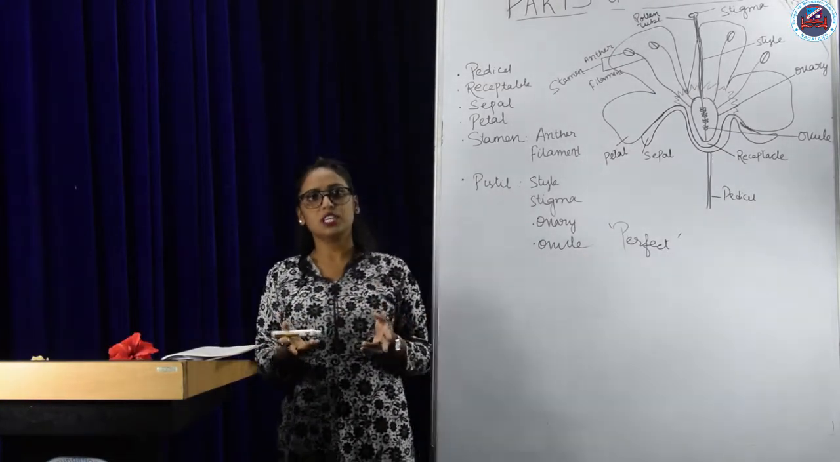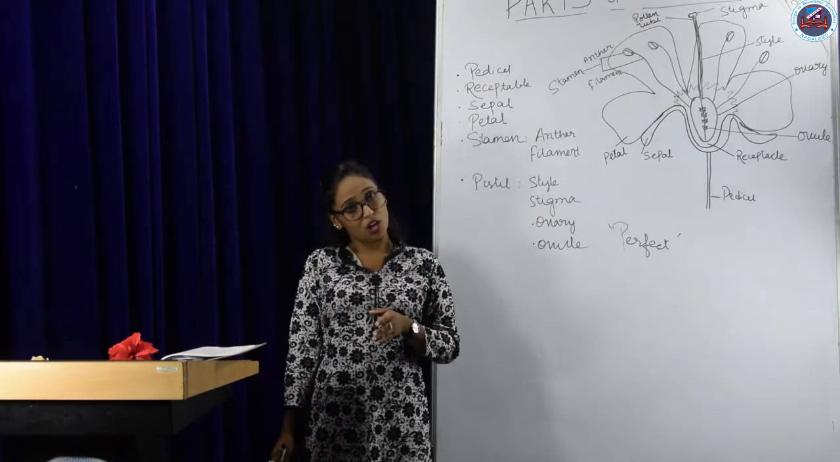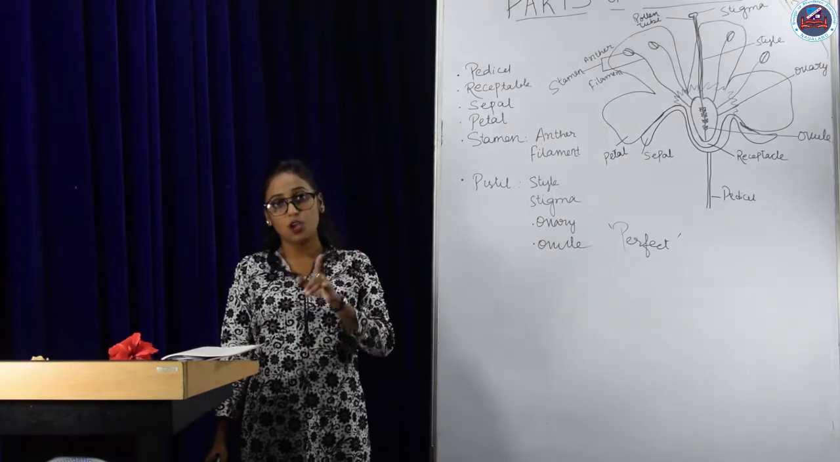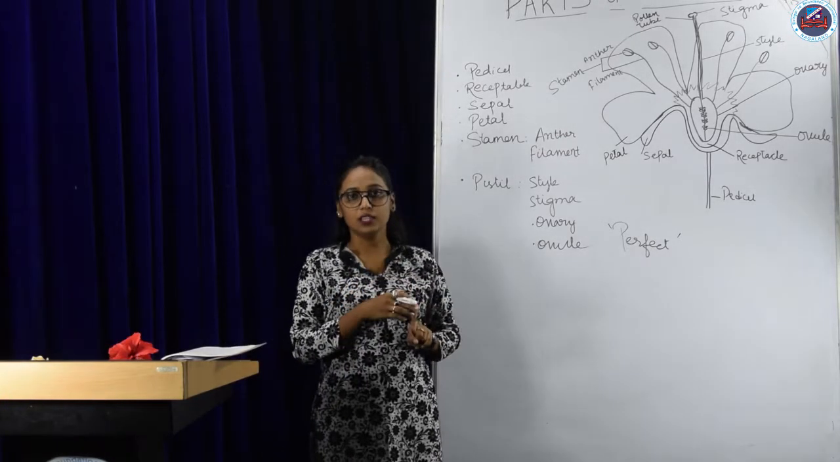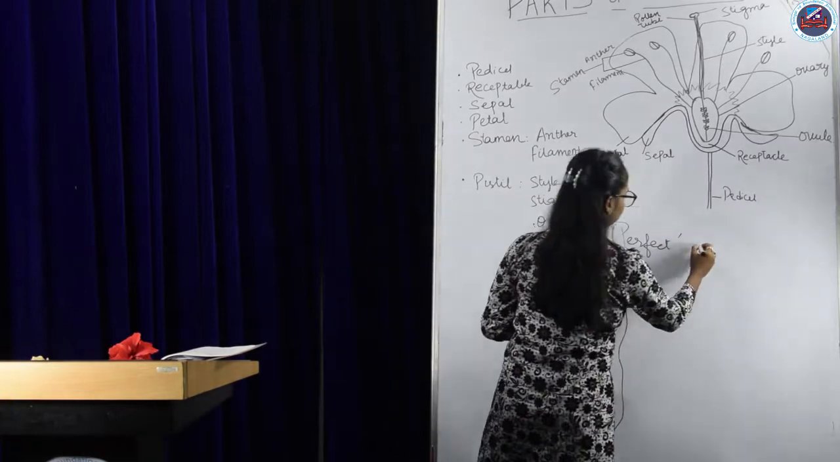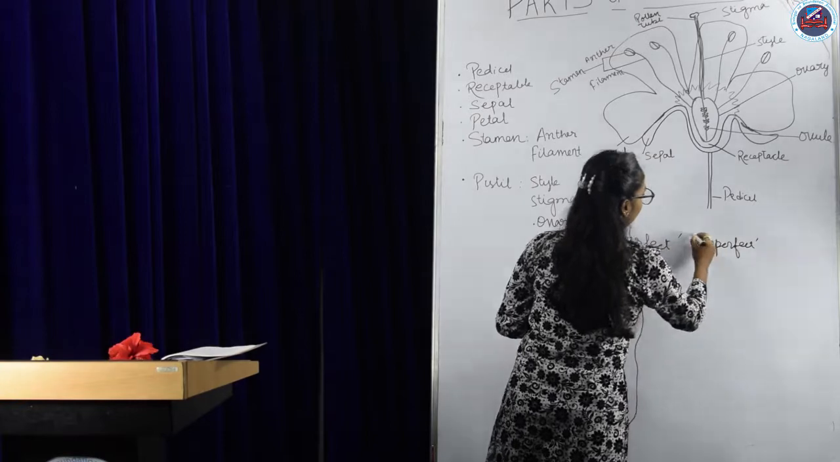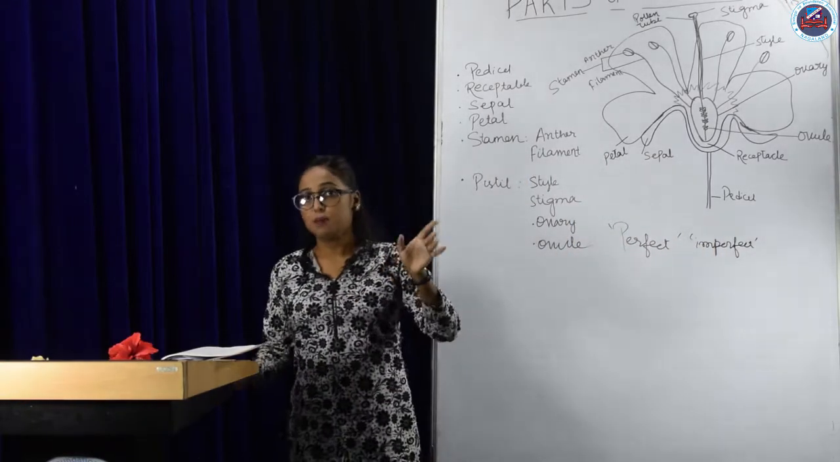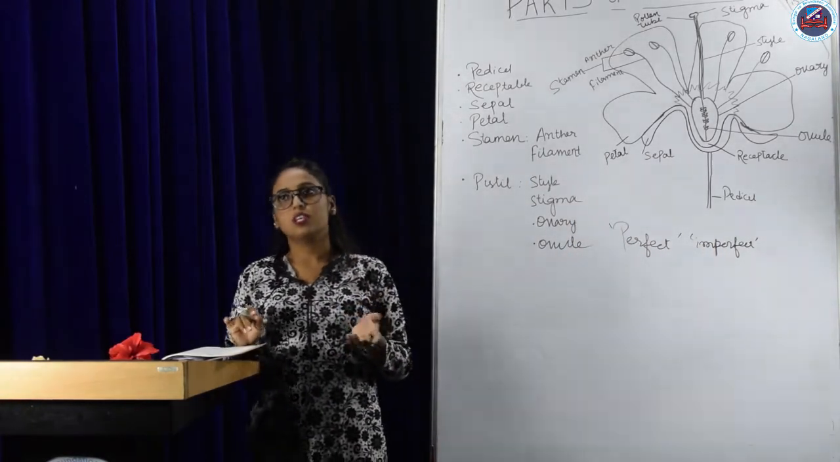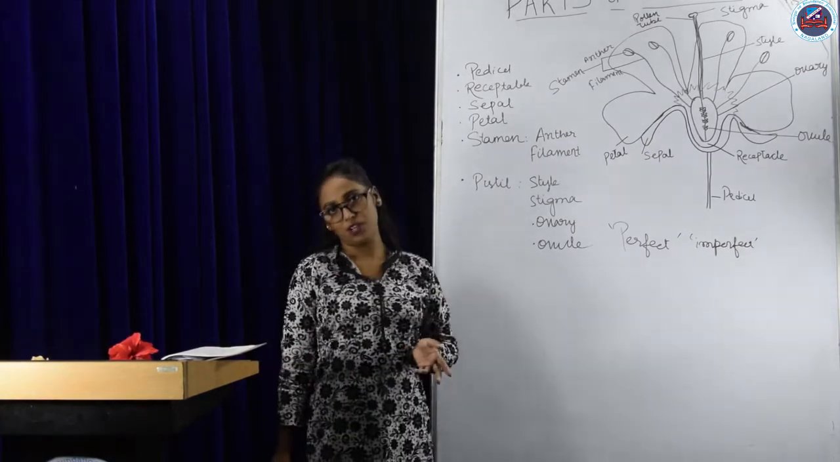For example, you can take roses, lilies, dandelion, etc. And the flowers which do not contain both, that is, which contain only the male or only the female part, are known as imperfect flowers, as they miss one of the parts. For example, cucumber and papaya are examples of imperfect flowers.